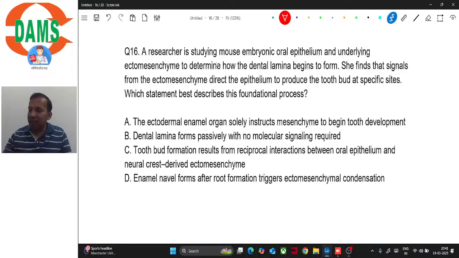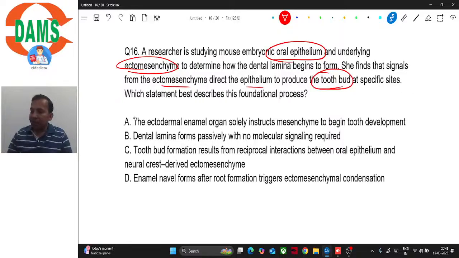So a researcher is studying mouse embryonic oral epithelium and underlying ectomesenchyme to determine how the dental lamina begins to form. She finds that signals from ectomesenchyme direct the epithelium to produce the tooth bud at a specific site. Which statement best describes the foundational process?